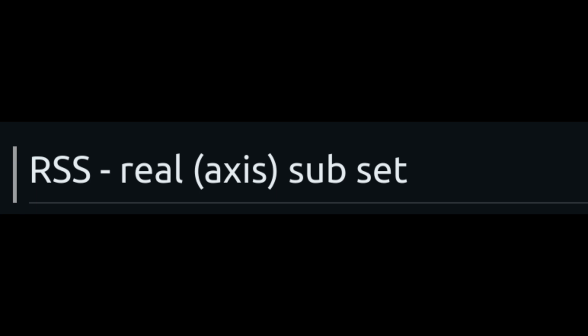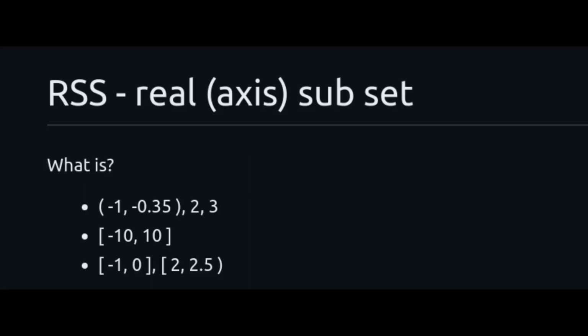Real axis subset. For those of you that are not mathematically inclined, what is a real axis subset? It is a set of objects on a numerical axis. Objects on the numerical axis can be dots, which are represented by numbers, or intervals. And from intervals we recognize intervals with different kinds of limits.